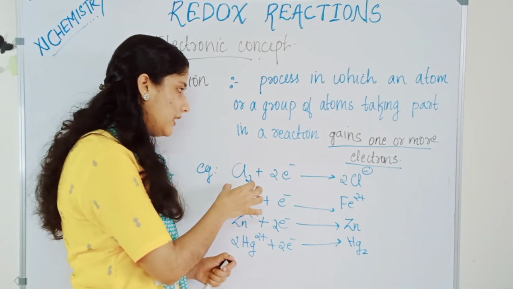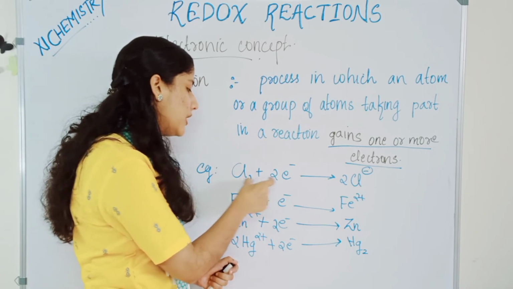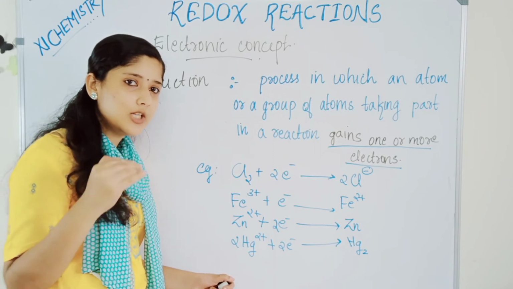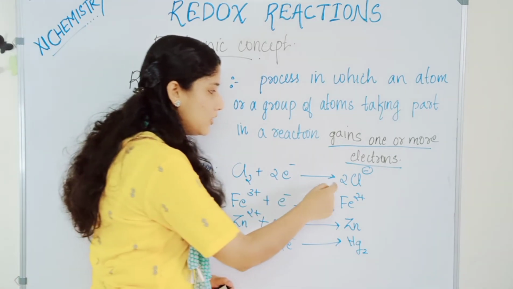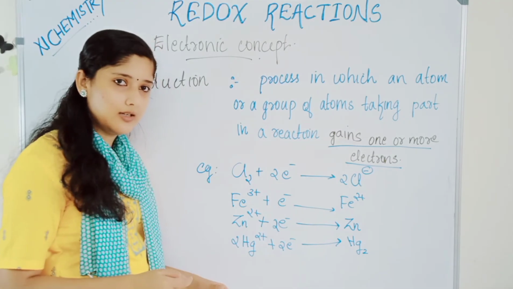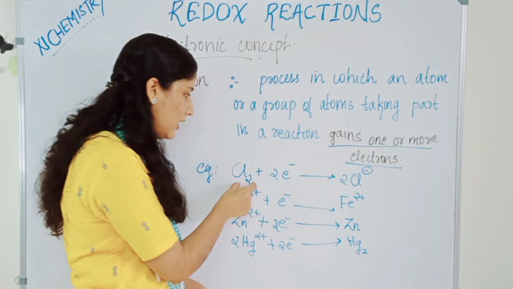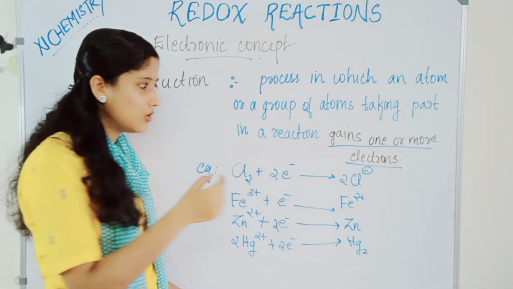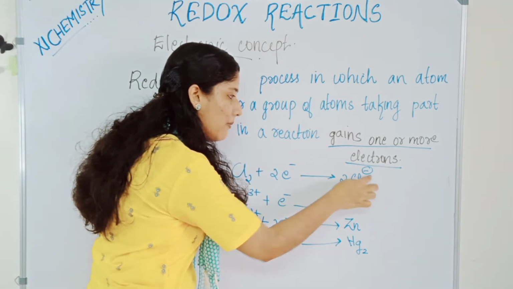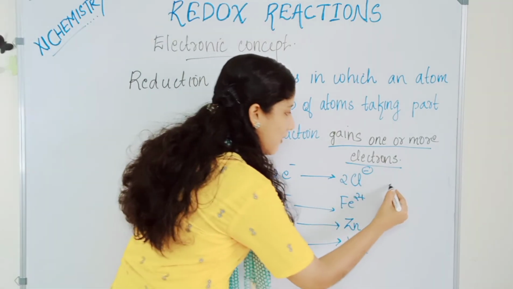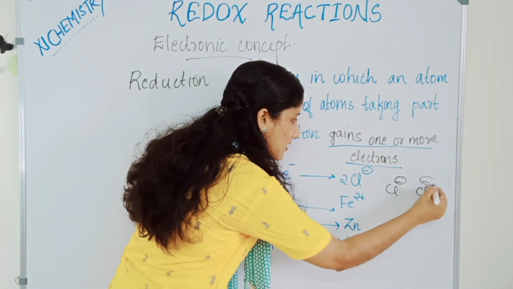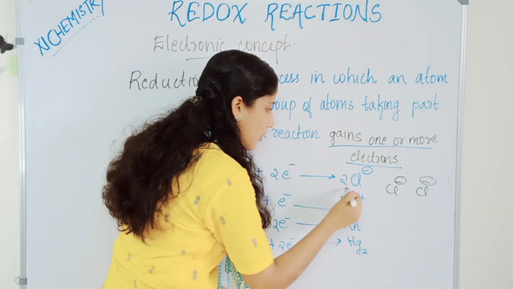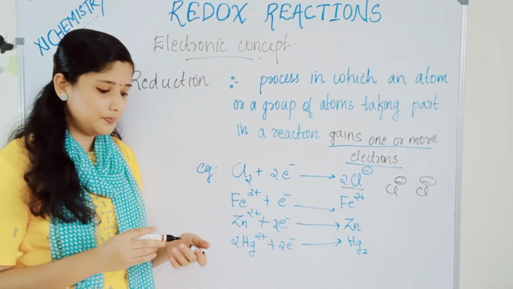So you can see here the examples. Chlorine, Cl2 plus 2 electrons. If you are adding an electron to an atom, it changes to an anion. So 2Cl-, isn't it? 2 electrons are added to chlorine, so we can write it as 2Cl-. That means one Cl- and also another Cl-, together called 2Cl-.